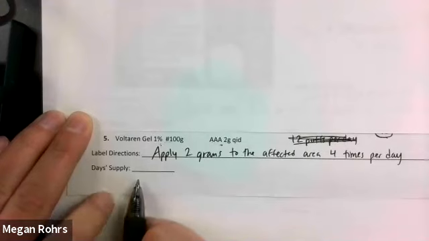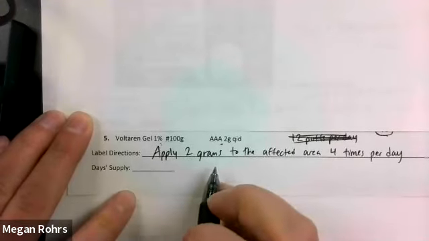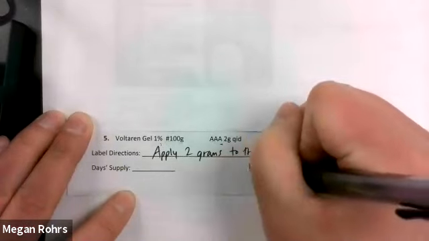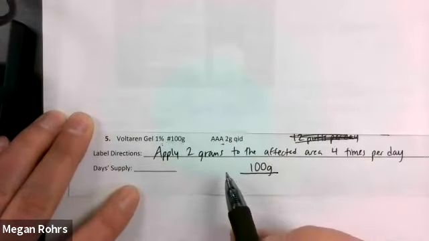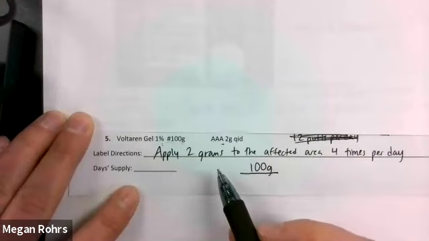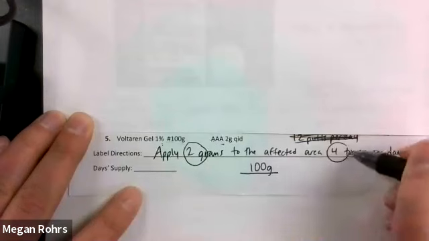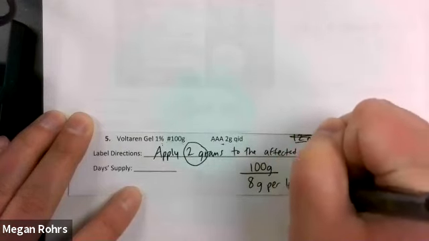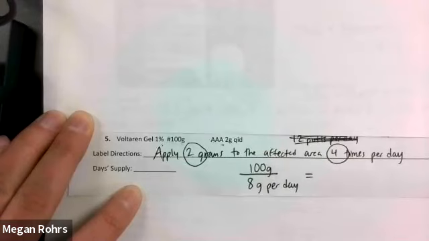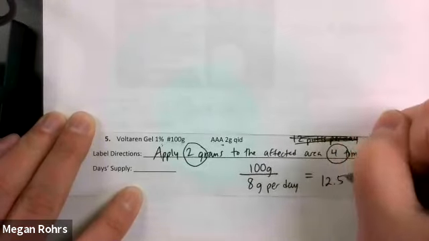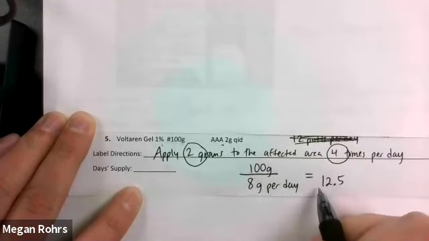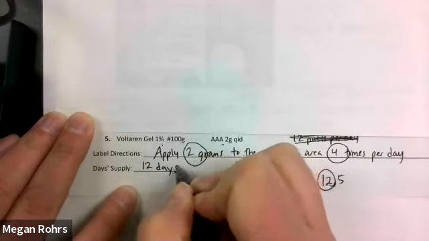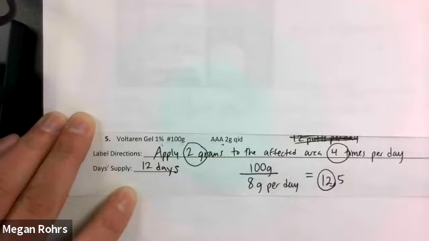Once again, we're looking for day supply. Remember, that is quantity dispensed divided by quantity taken per day. We're giving them 100 grams, and now we need to find out how many grams they're taking per day. If they're doing 2 grams 4 times a day, 2 times 4 is 8 grams per day. So 100 divided by 8 gives us 12.5. It's going to last a full 12 days, so we round down to the nearest whole number. That's the day supply that we would submit to the insurance company.